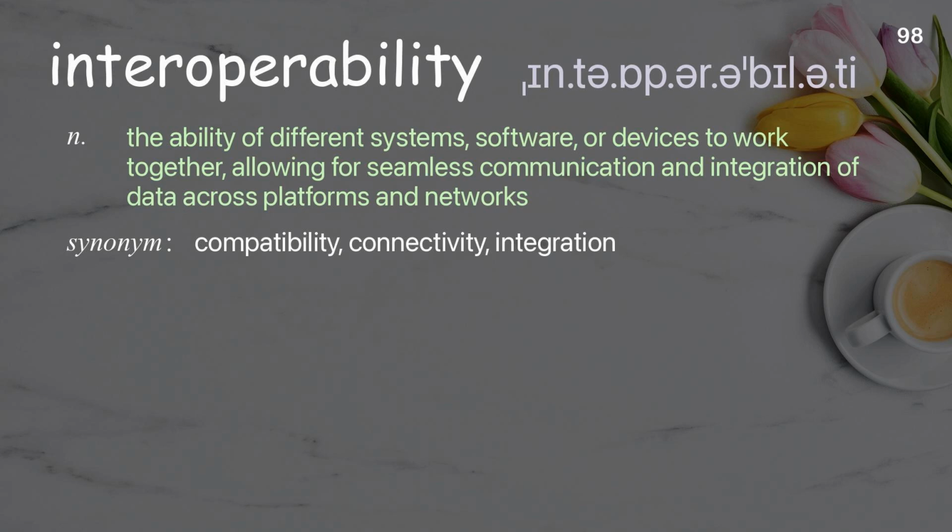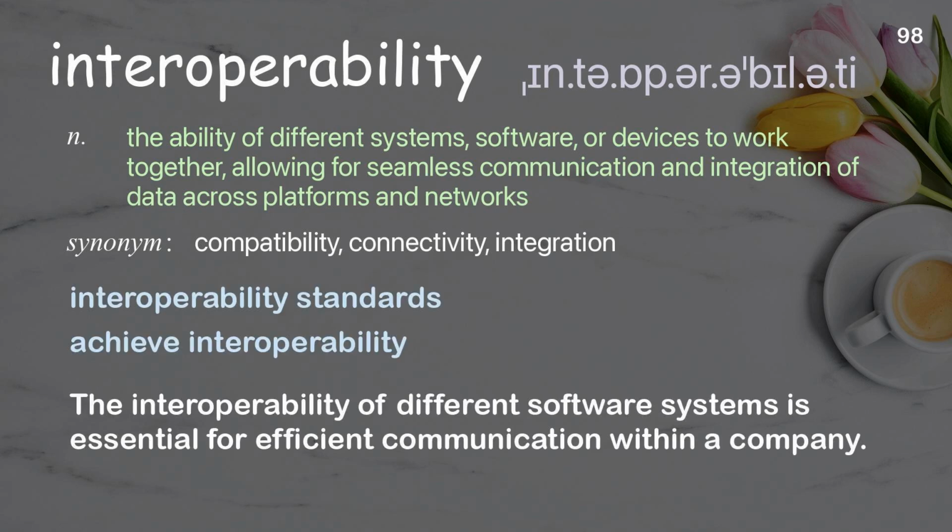Interoperability. The ability of different systems, software, or devices to work together, allowing for seamless communication and integration of data across platforms and networks. Examples: Interoperability standards. Achieve interoperability. The interoperability of different software systems is essential for efficient communication within a company.